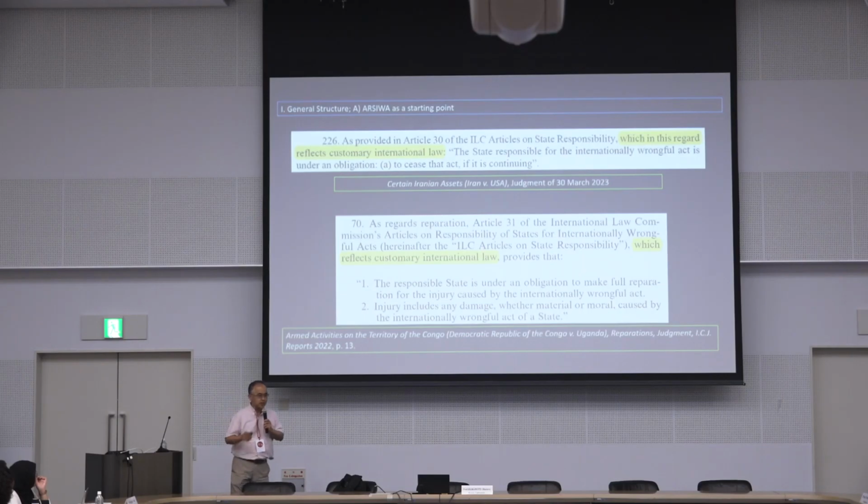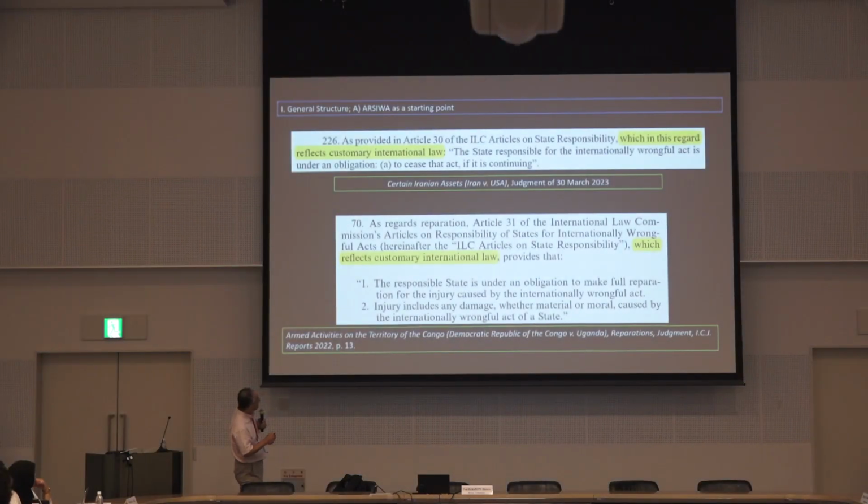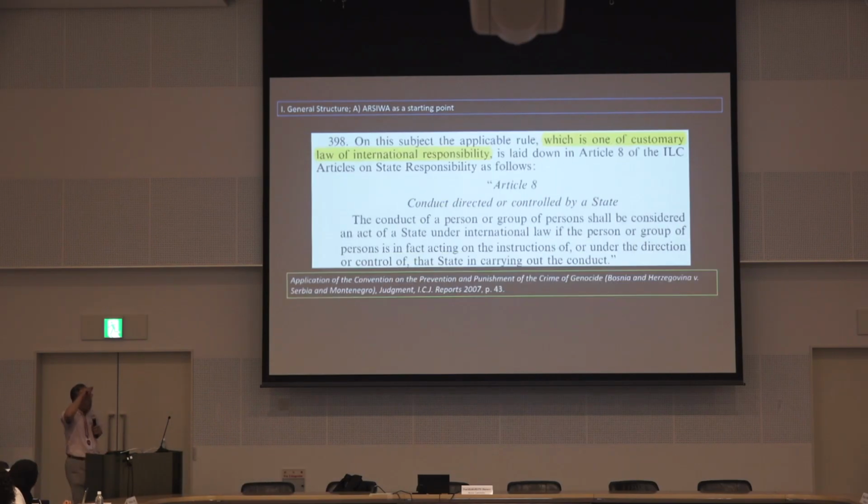The ILC Articles on State Responsibility represent customary international law, and the same applies to another provision, Article 31. This kind of expression quite frequently appears in the judgments of the International Court of Justice or other international courts and tribunals. Of course, the courts and tribunals do not say that the ILC articles as a whole represent customary international law, but specific provisions of those articles may represent, embody or reflect customary international law, and as such, they are widely used.